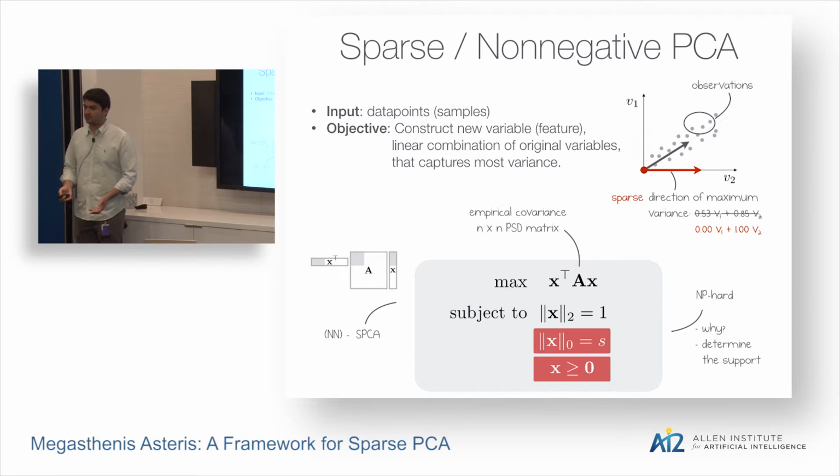So we will allow S to be a fraction of your dimensions. So someone can say, I want to find a component that is 10% of the entries are non-zero. Okay? Good.